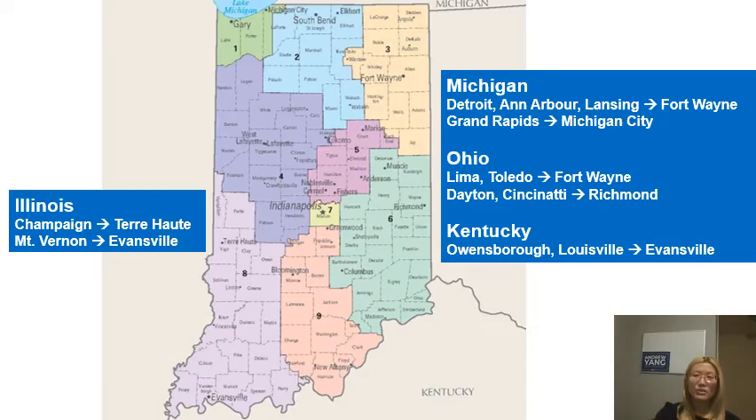So these are the local nearby cities, some of the cities that we've called out that are near some of the key cities that are priority and that are not too far away. So I think these are all within a 2-hour drive. If you drive from Champaign to Terre Haute, Mount Vernon to Evansville, Detroit, Ann Arbor, or Lansing are all about 2 hours away from Fort Wayne.